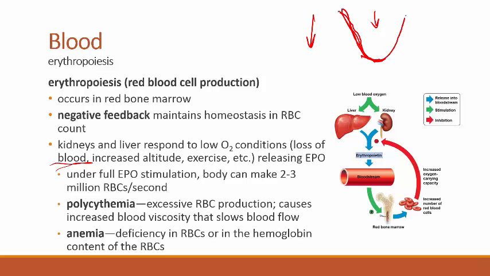And then we see a reversal. Remember, negative feedback says stop, go the opposite direction. So if O2 gets down, then we're going to see a reversal after some exposure to EPO, and oxygen levels will climb again. So negative feedback is involved here. Erythropoietin can really put the gas pedal to red blood cell production, and under full EPO stimulation, the body can be producing, and this is just a crazy number, between 2 and 3 million red blood cells every second. That is freaking fast.